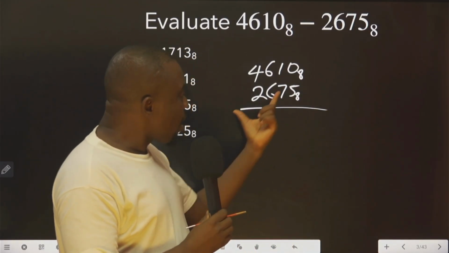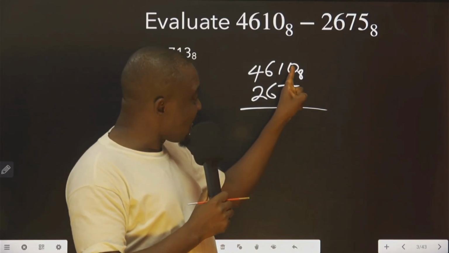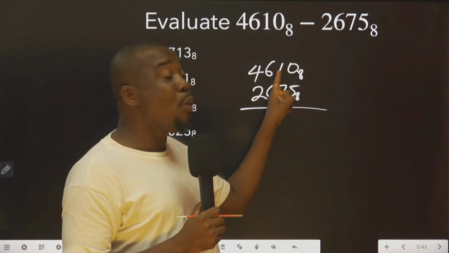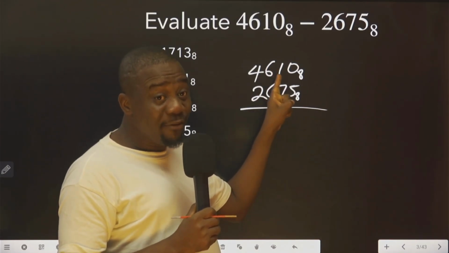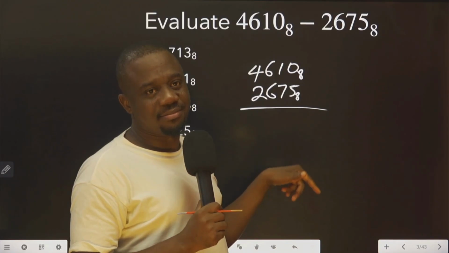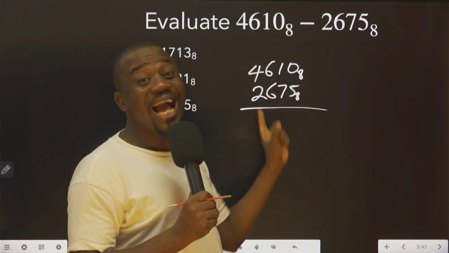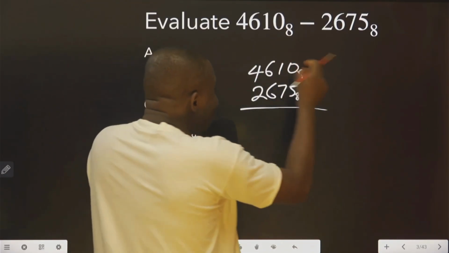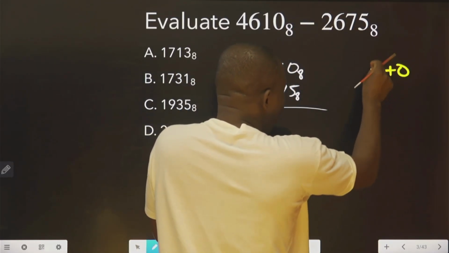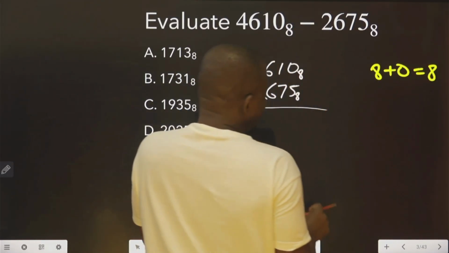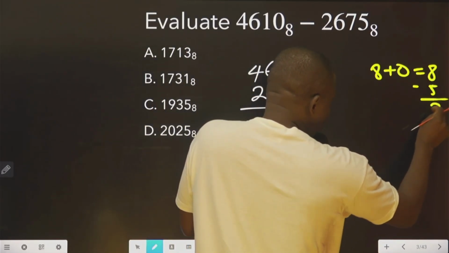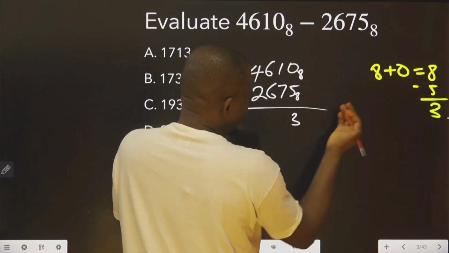Now, because it's to the base of 8, this is 0. 0 minus 5 cannot. We carry 1 from here. Normally, if you carry 1, you are carrying 10. But now, because it's base 8, we are carrying 8. So this 0 plus the 8 that is coming is 8. The 8 minus this 5, you agree with me, that is 3. We put the 3 here.